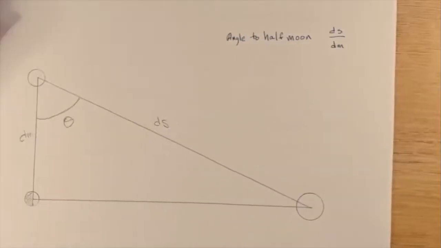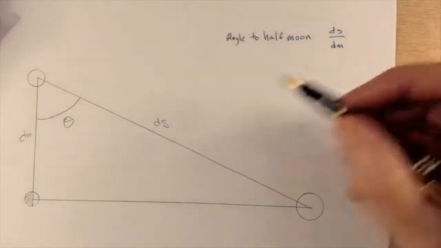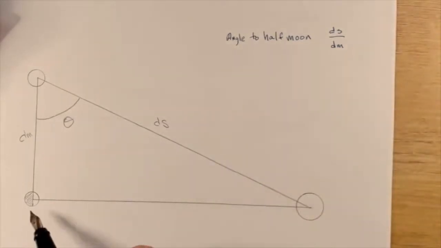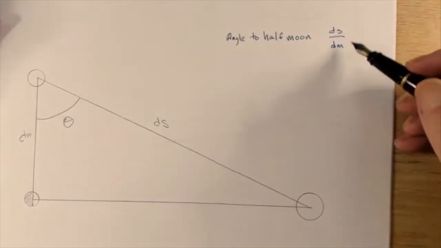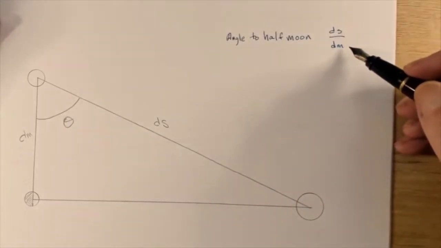Now, in classic Greek astronomy, there was a series of observations of the Earth and the Moon that were used to determine the distance between the Earth and the Moon, the Earth and the Sun, and the size of the Earth. The first is going to be the observation of the half moon. That will give us the distance to the Sun in terms of the distance to the Moon.